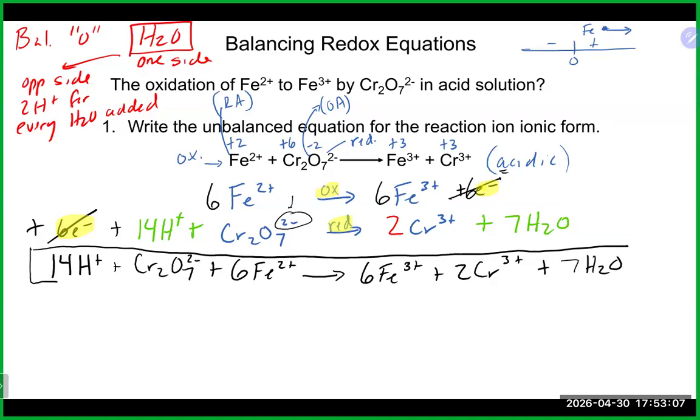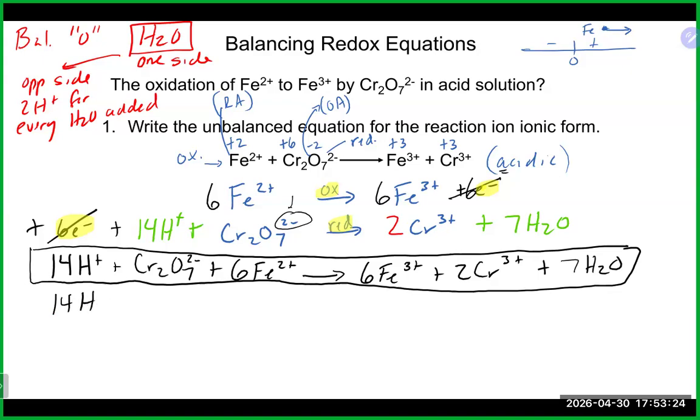Now, if I did not screw up anything here, there's a 50-50 shot. We should be balanced basically in 2 ways. We should be balanced like a normal equation, which means we have the same number of elements on each side. So on the left-hand side here, we have 14 hydrogens. Right-hand side, 7 times 2 is 14, so that's good. Chromium, we got 2 on the left and 2 on the right, so that's good. Oxygen on the left, we got 7, and on the right there, we got 7. And iron on the left, we got 6, and on the right, we also have 6. So it is balanced in terms of a regular equation.